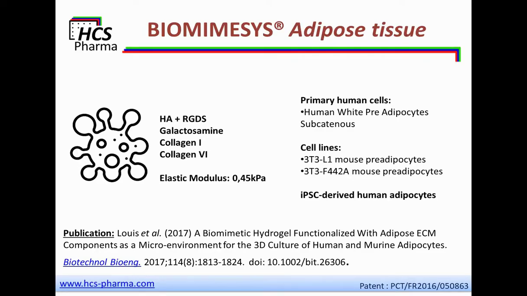And this matrix has already been validated for the culture of primary human adipocytes and of cell lines that can be differentiated into adipocytes. Our collaborators have also used it for the differentiation of iPSCs into mature human adipocytes. I will show you a couple of results, but if you need more information, just be aware that the publication was done by Louis in 2017 in the Biotechnology and Bioengineering journal.